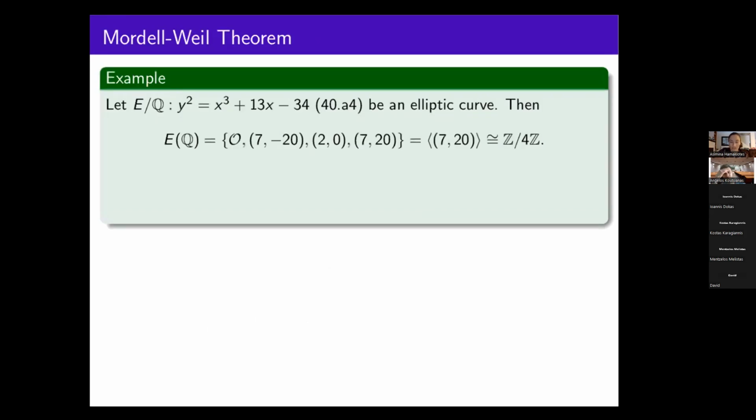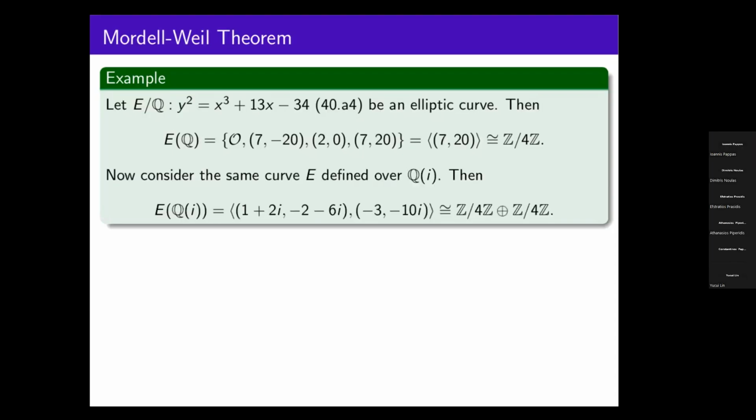So let's take a look at this curve. Throughout this talk, whenever you see parentheses next to the elliptic curve, that's just the LMFDB label if anyone wants to search the curve up. For this curve, we see that the Mordell-Weil group over Q is generated by the point 720, which has order 4. So this is isomorphic to Z mod 4Z. Now, if we consider the same elliptic curve over Q adjoin i, we see that the Mordell-Weil group changes a bit. Now it's generated by 2 different points, and it's isomorphic to Z mod 4 cross Z mod 4.